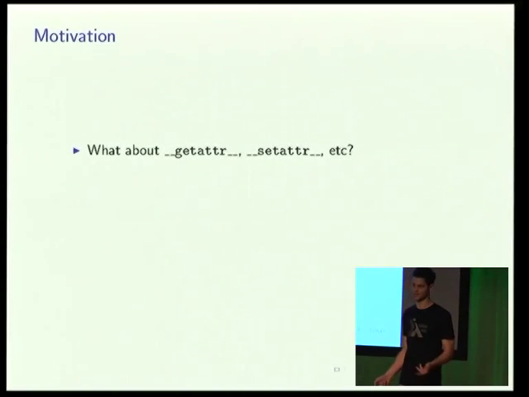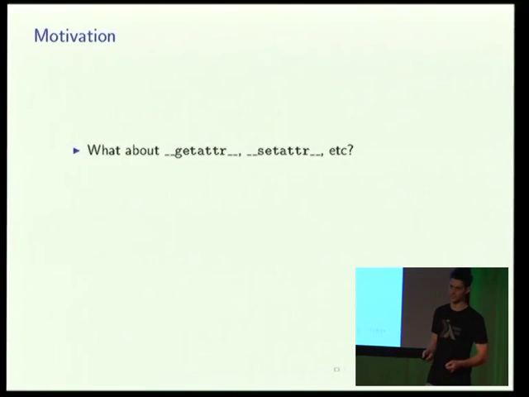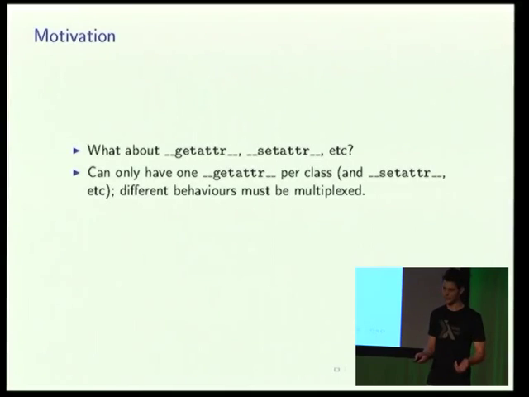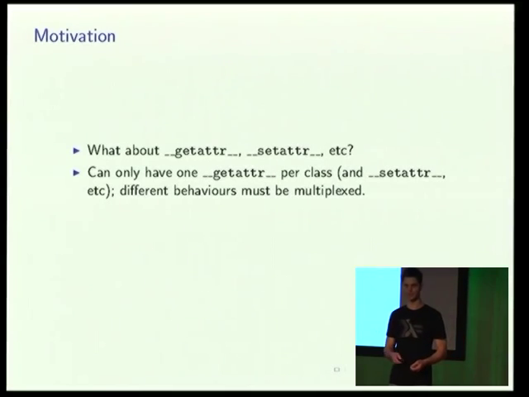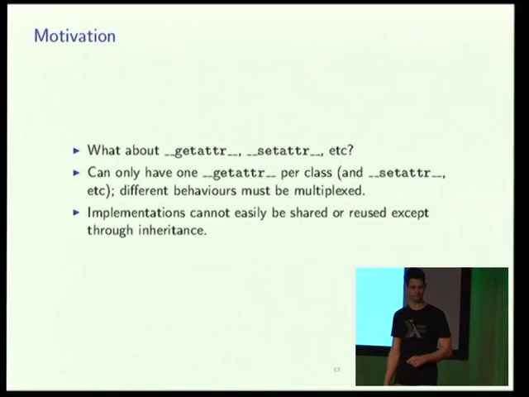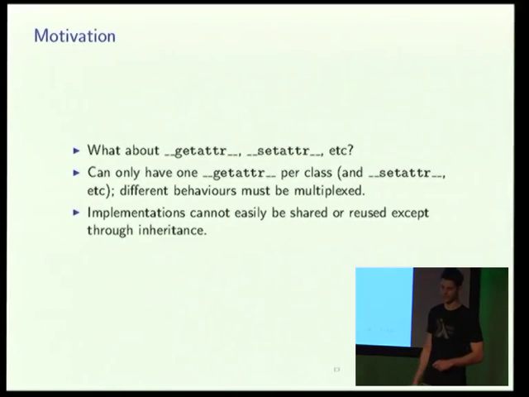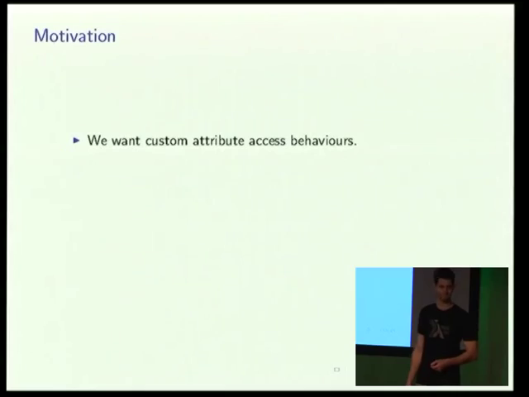So what about getattr and setattr? Can you use these mechanisms to do this sort of thing? Well, yes you can, but there are some limitations. You can only have one getattr per class, and likewise for setattr, delattr. So if you want different behaviours for attribute access in a single class, you have to multiplex them all into the one method. And you cannot easily share and reuse these implementations, except through inheritance.